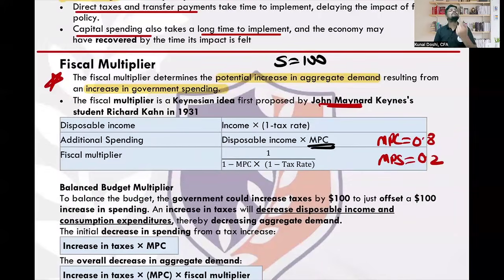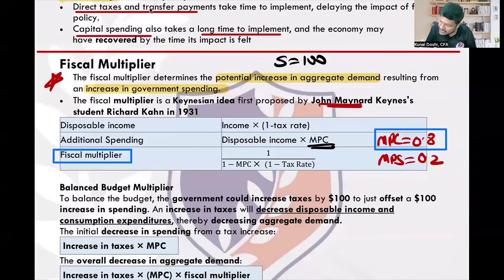How much am I consuming? 0.8. Now, if I want to grow the economy, do you think people should consume more or save more? If you want to grow the economy, you want people to consume more. Am I correct? So the MPC should be higher. So if the MPC is higher, what will happen? The fiscal multiplier will increase.